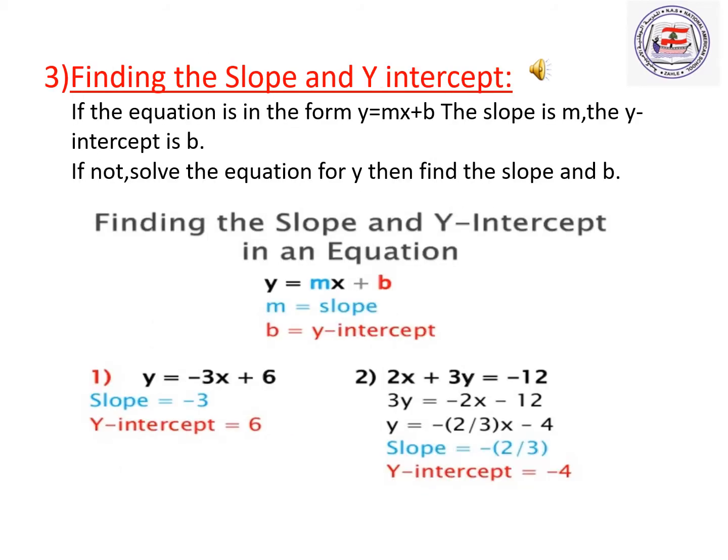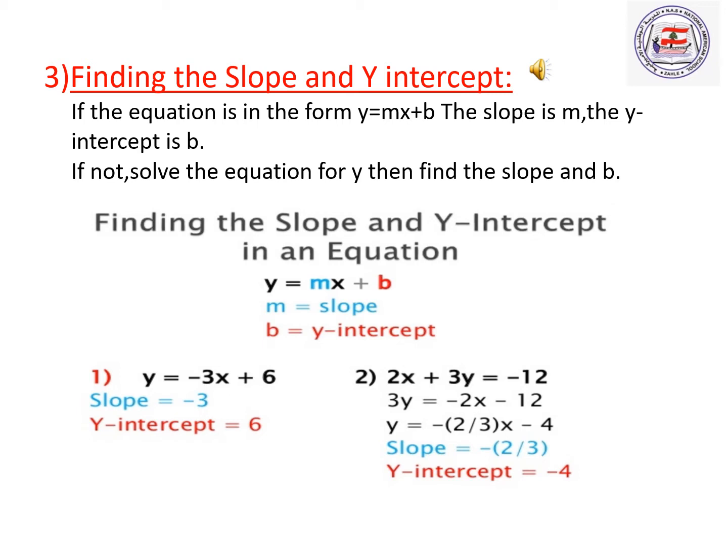Finding the slope and y-intercept. If the equation is in the form y equal mx plus b, the slope is m, the coefficient of x, and the y-intercept is b. If not, solve the equation for y, then find the slope m and the y-intercept b.